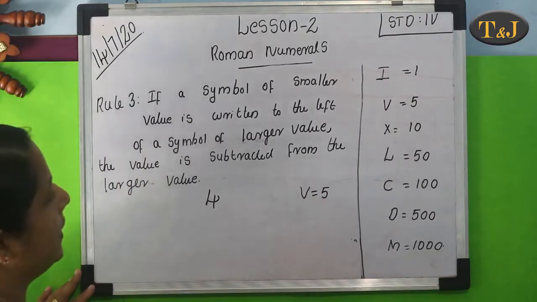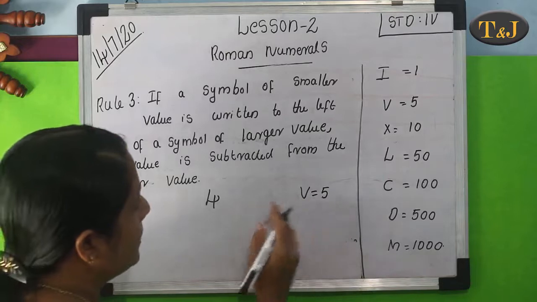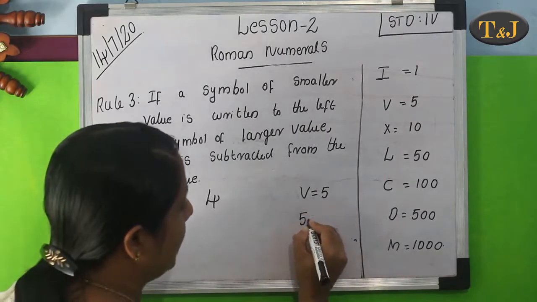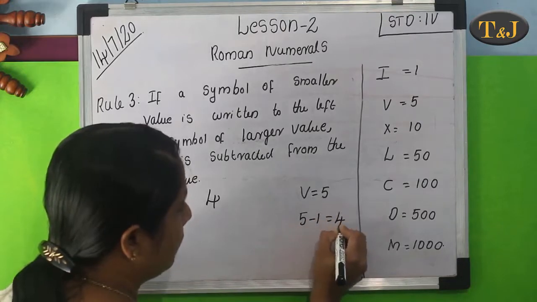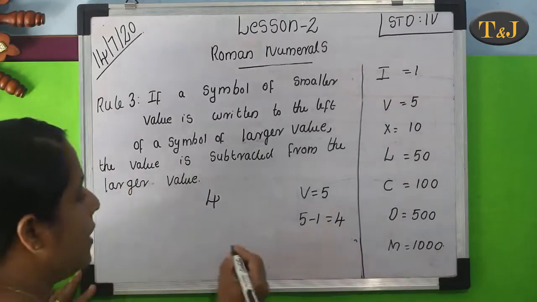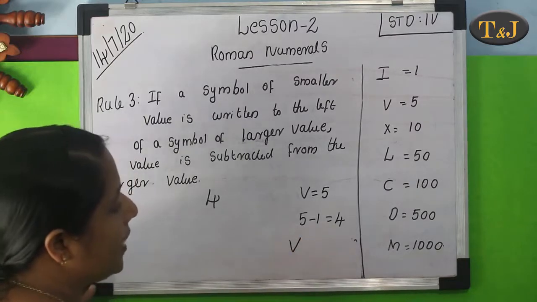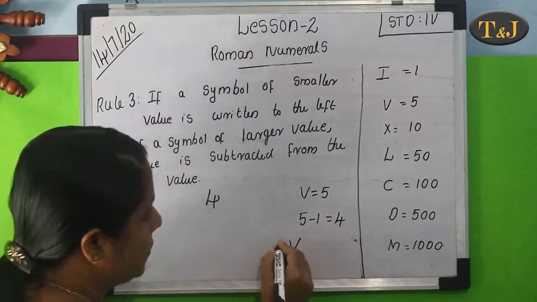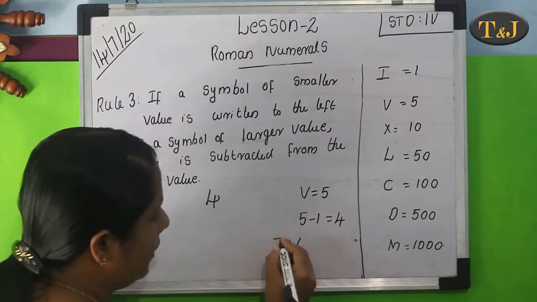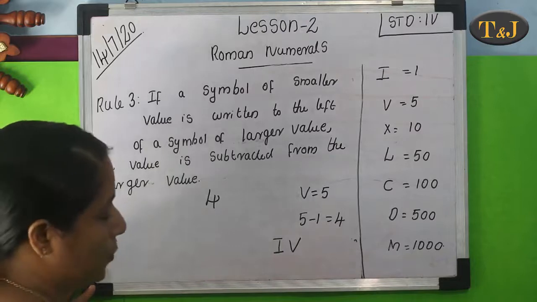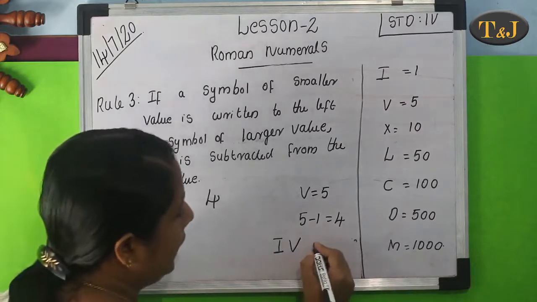Considering these rules, the larger number is 5. We subtract 1 from this number, that is 5 minus 1, and we get the number 4. That means for our number 5, when subtracting 1, we write the Roman numeral I before it. So IV equals 4.